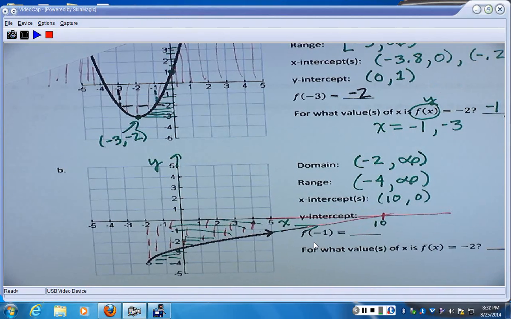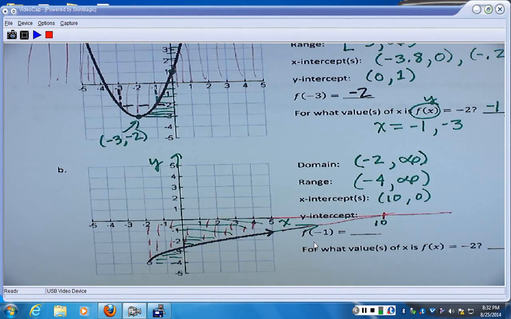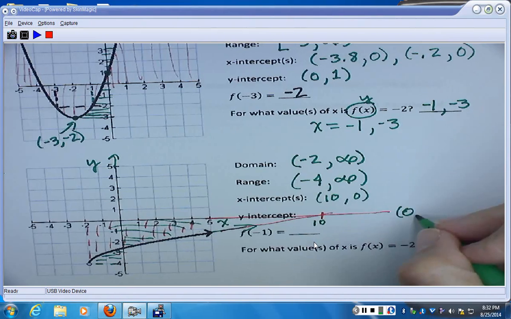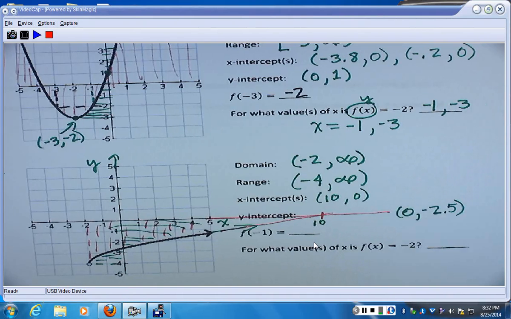Good. All right. And then what's f of negative 1? Oh, we didn't do the y-intercept. Negative 2.5. Yeah. The y-intercept is 0, negative 2.5, or something like that. It's close to that. You just have to get close on your answers.